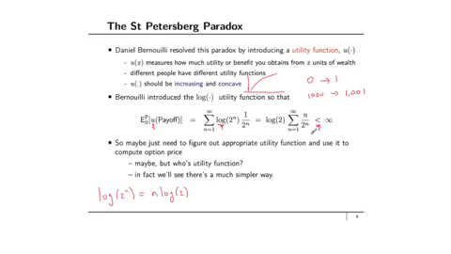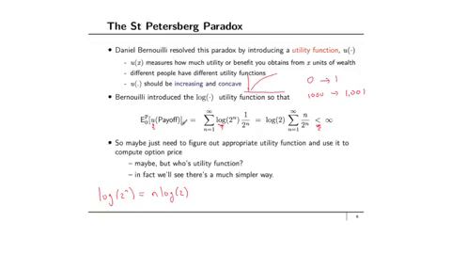So this is how Bernoulli resolved the St. Petersburg Paradox. He said that people don't compute values of games by computing their fair value or their expected value, but instead everyone has a utility function, and what they would compute is the expected utility of the payoff, and from there you can determine how much an individual would be willing to pay to play the game.